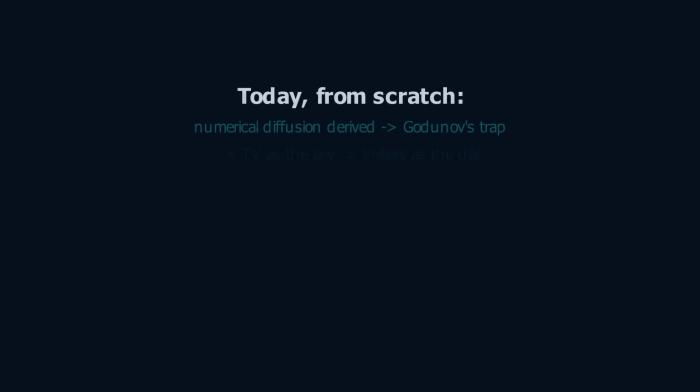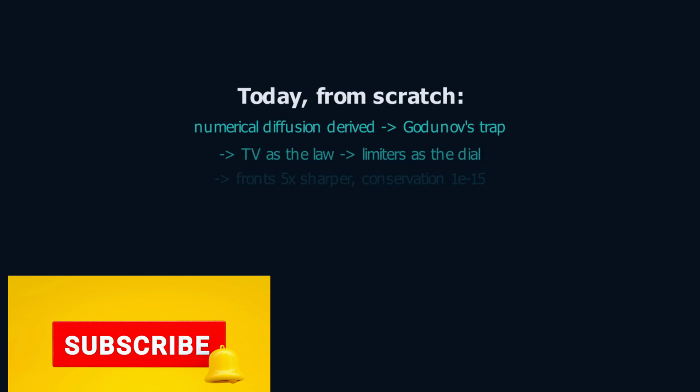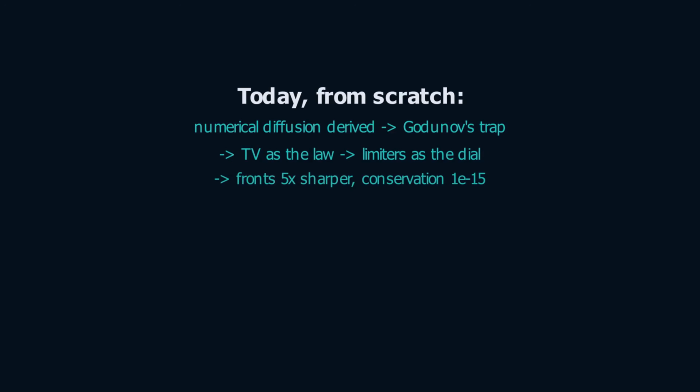Take stock. We caught upwind red-handed with a Taylor expansion and measured its fake viscosity. We watched second order create negative gas and met the theorem that says it always will. We demanded a property, total variation diminishing, built the limiter dial that enforces it, and raced the schemes in 3D, fronts 5 times sharper. Conservation still at machine precision, for every scheme, because flux form makes it structural.